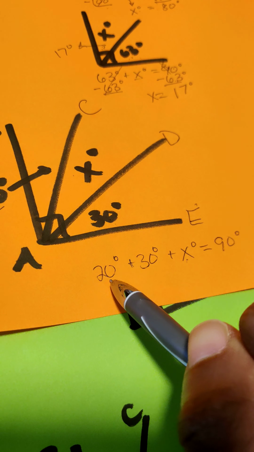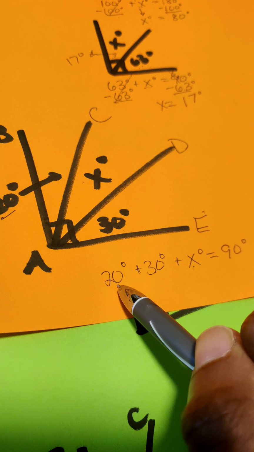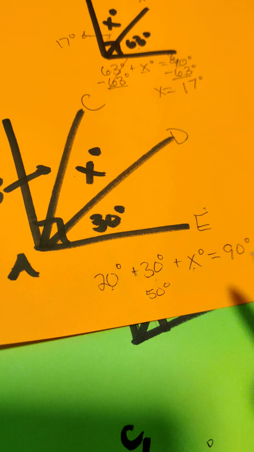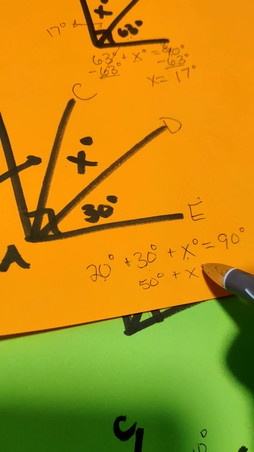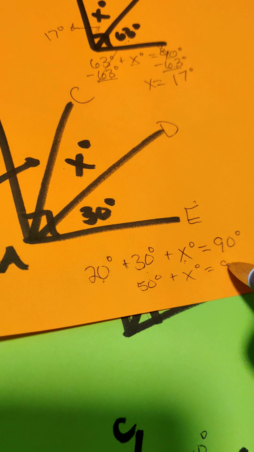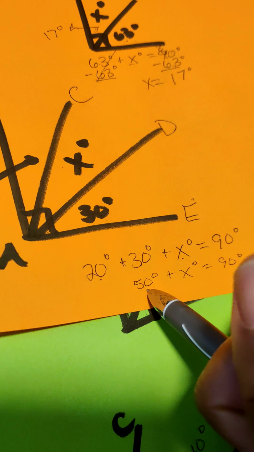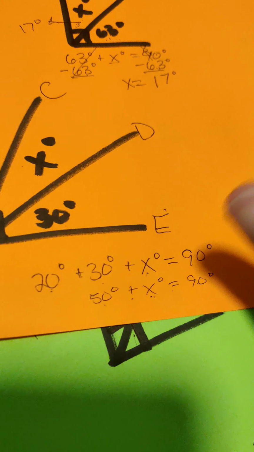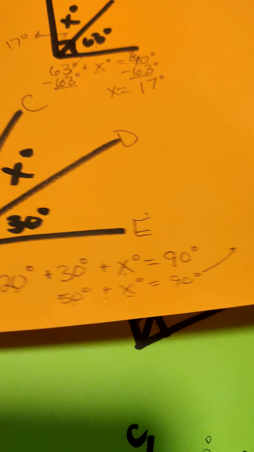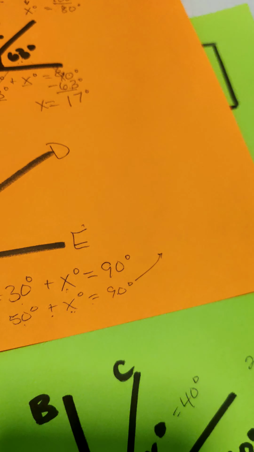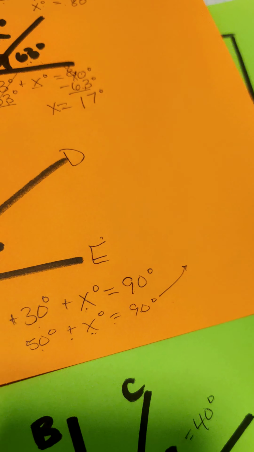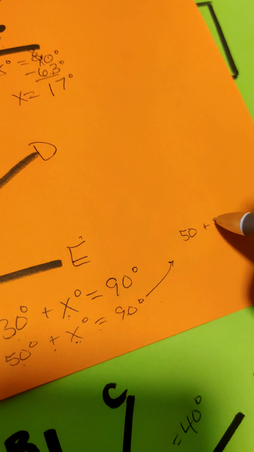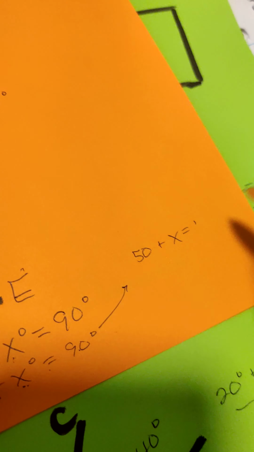So use our ability to add really basic numbers here. 20 plus 30, that's 50, plus x degrees equals 90 degrees. 50 plus x equals 90. What could x be? I think you guys probably already have the answer, which I hope you do. My daughter's sitting right next to me and she knows it already. But we're going to use algebra. 50 plus x equals 90.